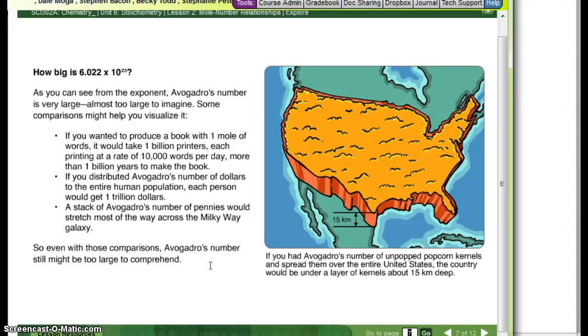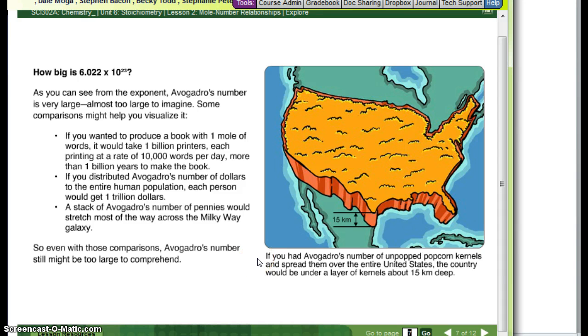If you wanted to produce a book with 1 mole of words, it would take 1 billion printers, each printing at a rate of 10,000 words per day, more than 1 billion years to make the book. If you distributed Avogadro's number of dollars to the entire human population, each person would get $1 trillion. A stack of Avogadro's number of pennies would stretch most of the way across the Milky Way galaxy. So even with those comparisons, Avogadro's number might still be too large to really comprehend.